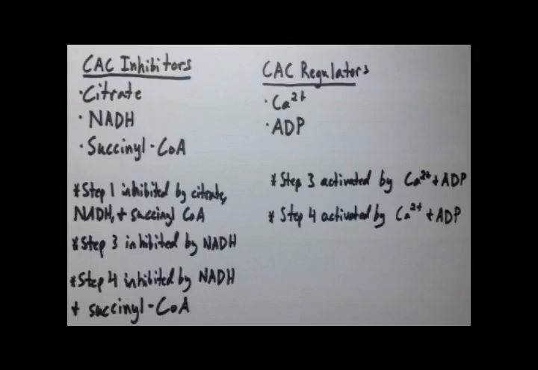And then regulators for the citric acid cycle are calcium and ADP. So step 3 is activated by calcium and ADP, so it begins that citric acid cycle process. And then step 4 is also activated by both of them. And that, in a nutshell, is your citric acid cycle. And just remember to look at the entire picture, use your mnemonics, and just use flashcards.